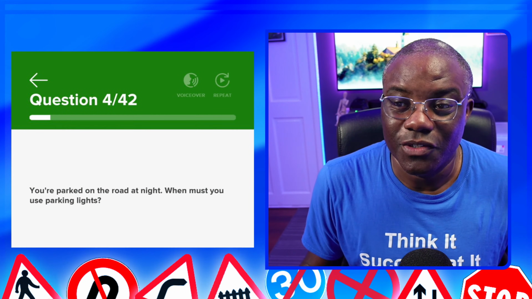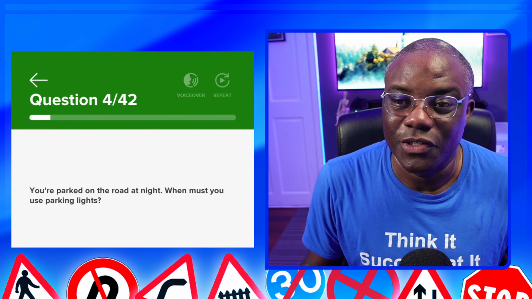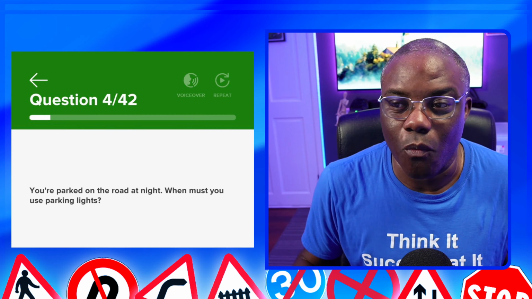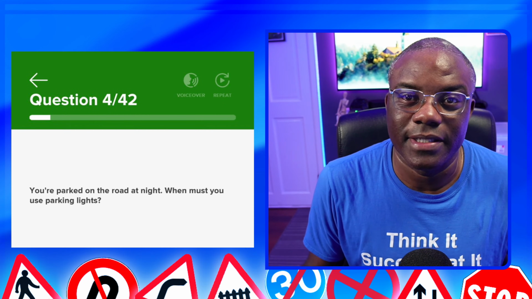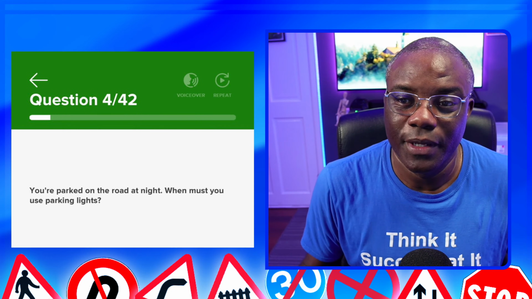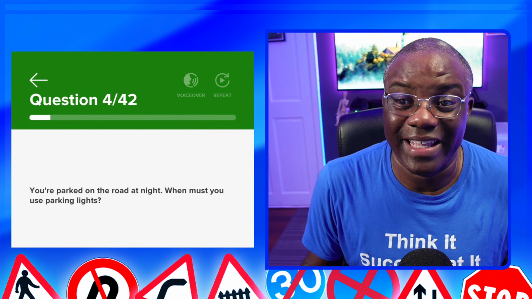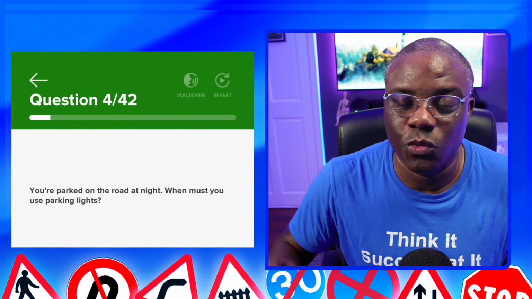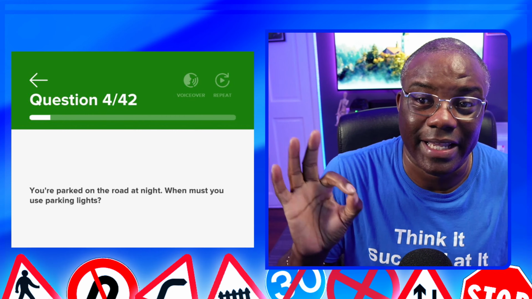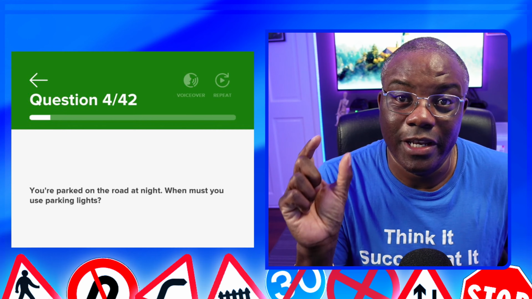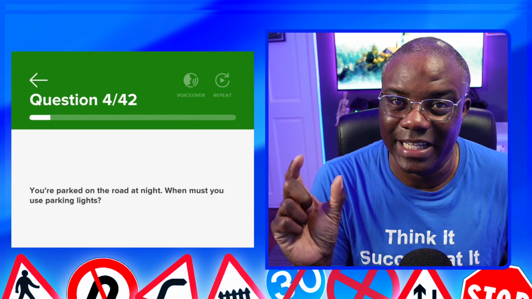You're parked on a road at night. When must you use your parking lights? Again, I use this one because it's asking when should you use it. But let me just use this as an example of what I said before. You parked. Okay, a little bit more golden nugget, parking lights. If this was worded slightly different, the answer would be parking lights, because they're telling you that you are parked. They've given you a little nugget in this. It's not going to be dipped, it's going to be parking lights.